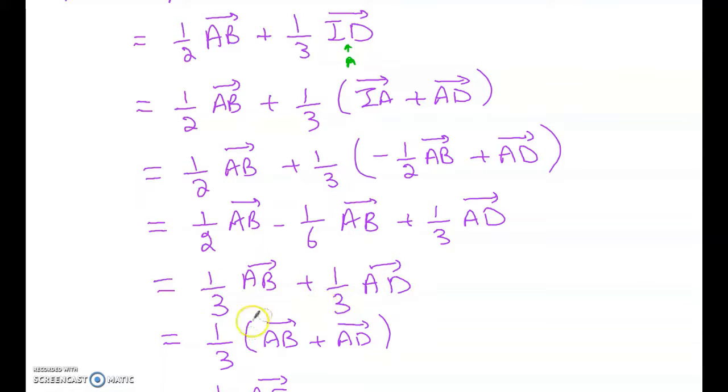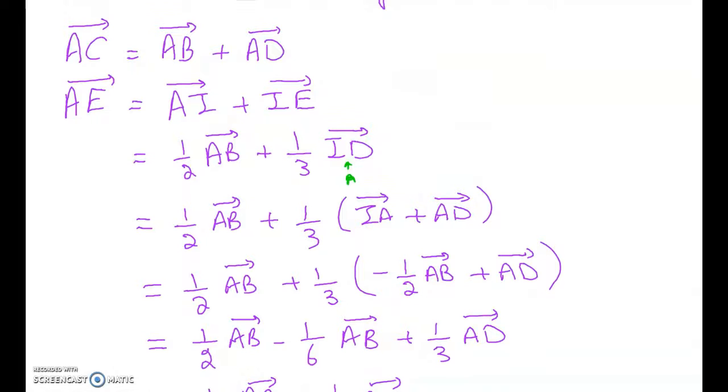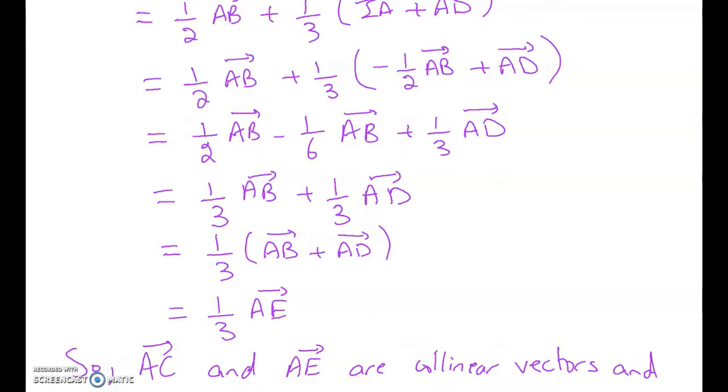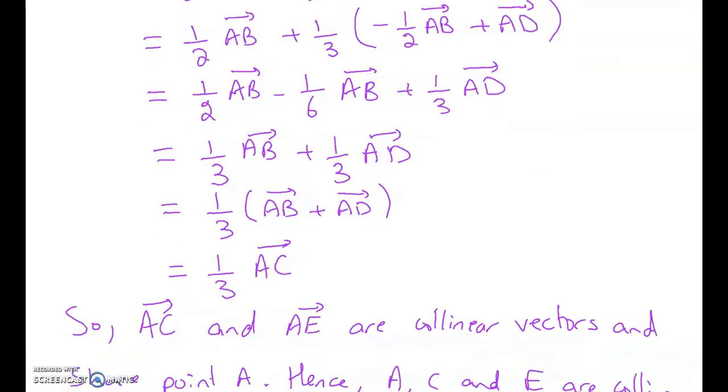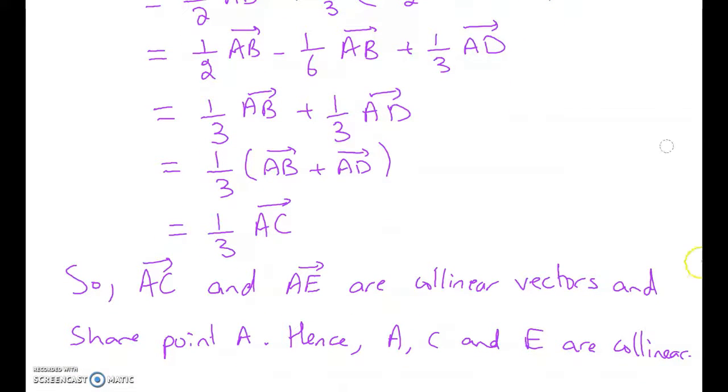We got the same coefficient here. If you take 1 over 3 as a common factor, you will get AB plus AD. But what's AB plus AD? AB plus AD is AC. So we were able to write AE as a multiple of AC. Okay, so AE is 1 over 3 AC. This means that vectors AC and AE are collinear, and since they share the common point A between them, then the points A, C and E are collinear.